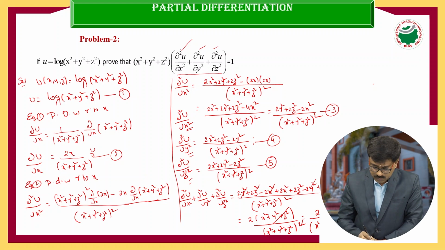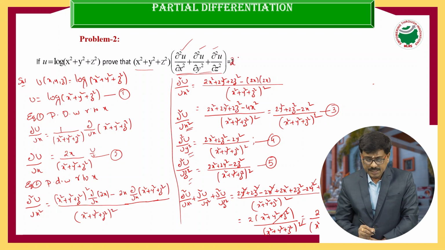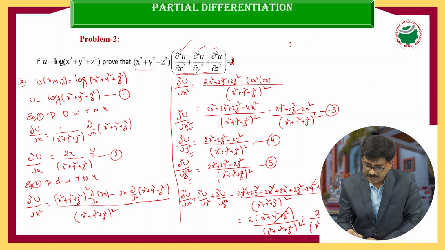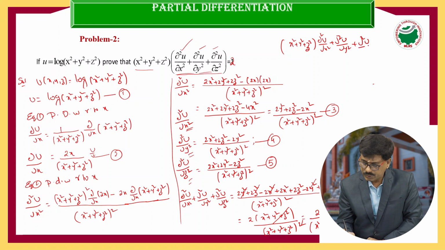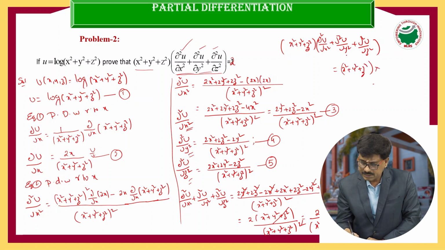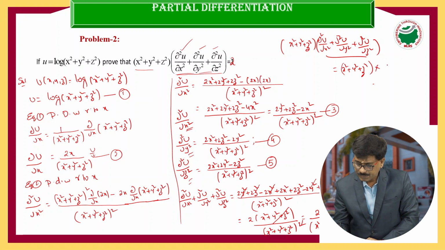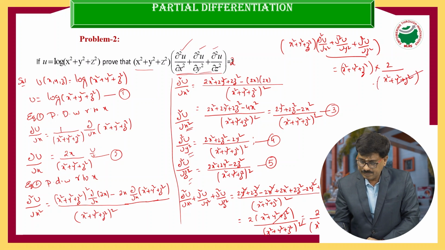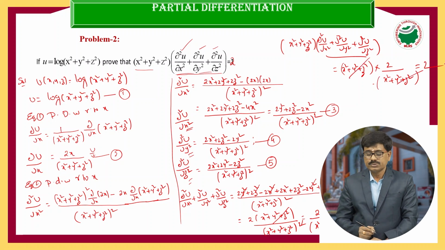Now we find out all these three quantities. Still, we need to multiply with this (x² + y² + z²). Now I can write (x² + y² + z²) into ∂²u/∂x² + ∂²u/∂y² + ∂²u/∂z². The resultant value becomes (x² + y² + z²) into, what is this value we got? 2 by (x² + y² + z²). Then this will get cancelled. The resultant value becomes 2.